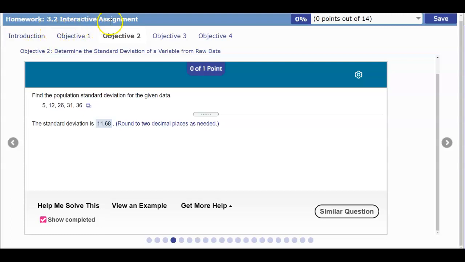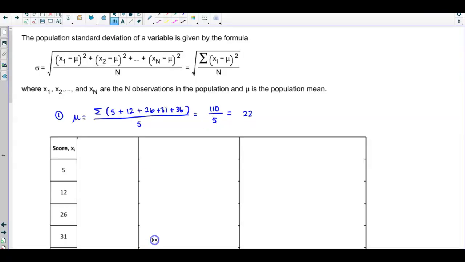Section 3.2 Interactive Assignment Objective 2. We want to be able to find the population standard deviation for the given data: 5, 6, 12. We're going to round it to 2 decimal places as needed. So let's go ahead and take a look here.